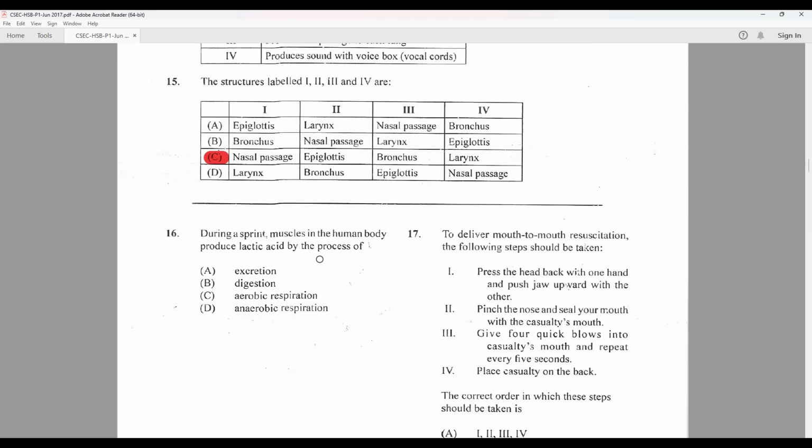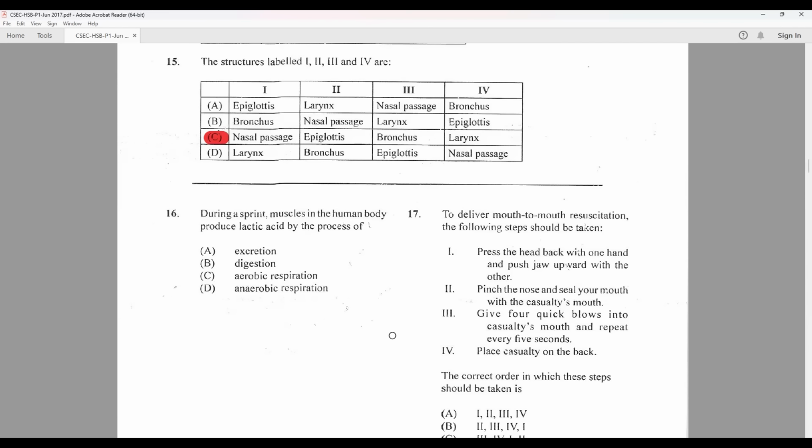During a sprint, muscles in the human body produce lactic acid by the process of, it is a sprint, so there is no oxygen. And the event where there is no oxygen for respiration is called anaerobic respiration. So the answer is D.